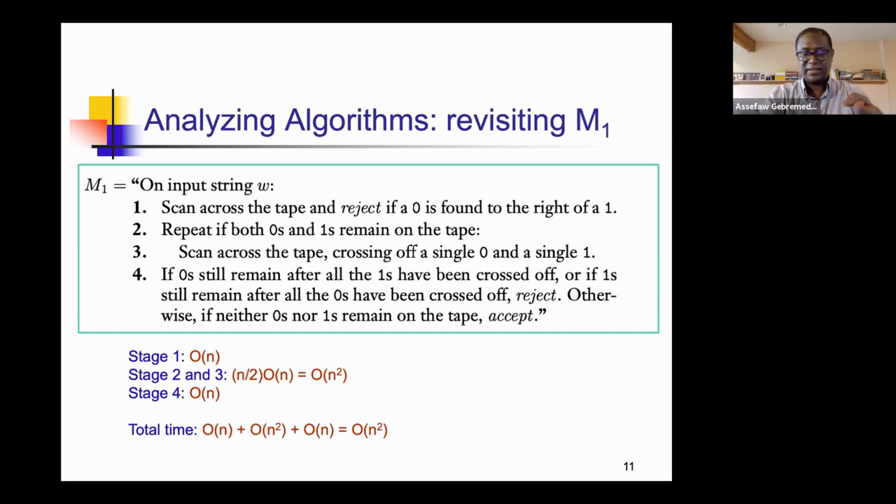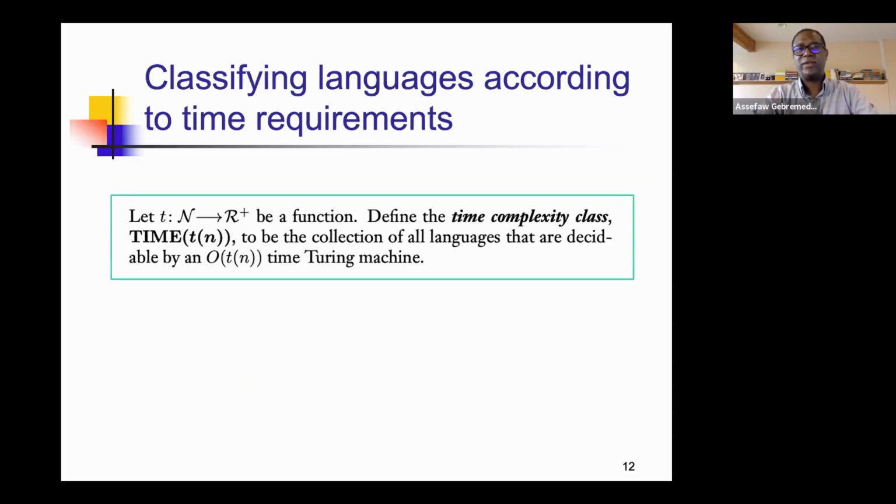We had a problem, and that problem was to decide 0^k 1^k. And we had a Turing machine for doing it, and that Turing machine was M1. Now we know, after we did this analysis, that the runtime of this algorithm is order of n squared. And that's fantastic. So we did that.